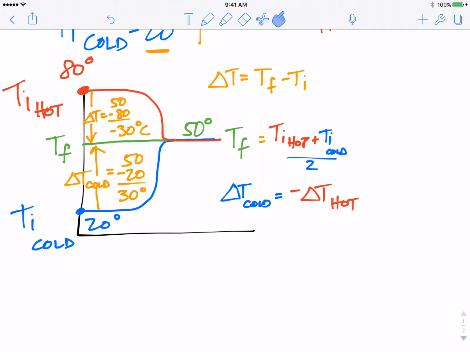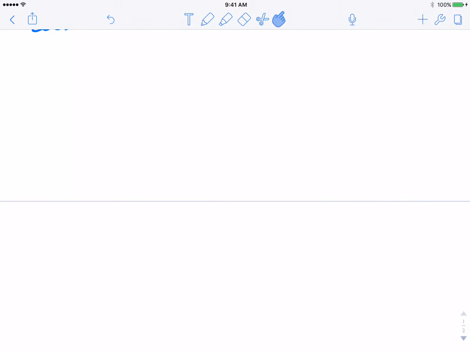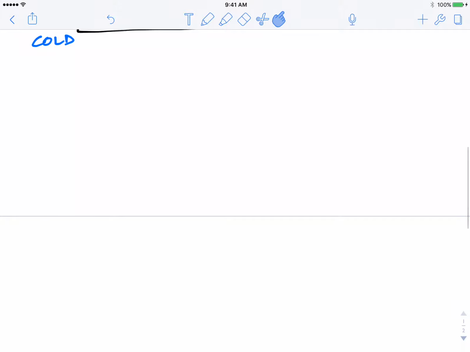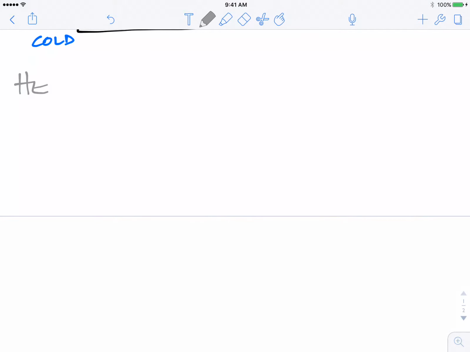So from here, what we did is that we looked at heat lab number 2. Heat lab number 2 was mixing unequal amounts of hot and cold water. Okay, so let's take a look at what that looked like. Okay, and we'll give a little title here. Heat lab 2. So this was unequal amounts of hot and cold water.